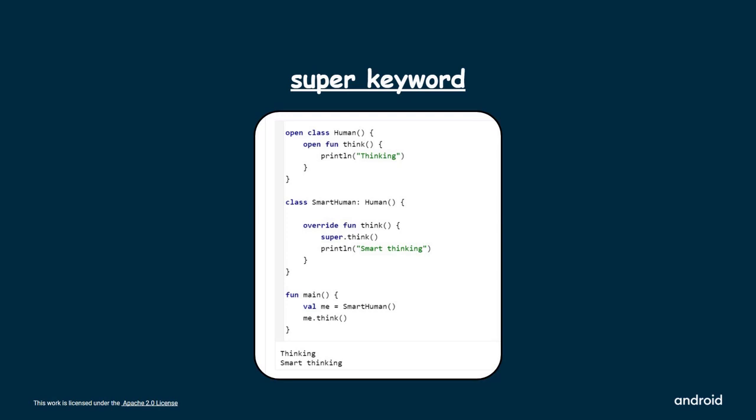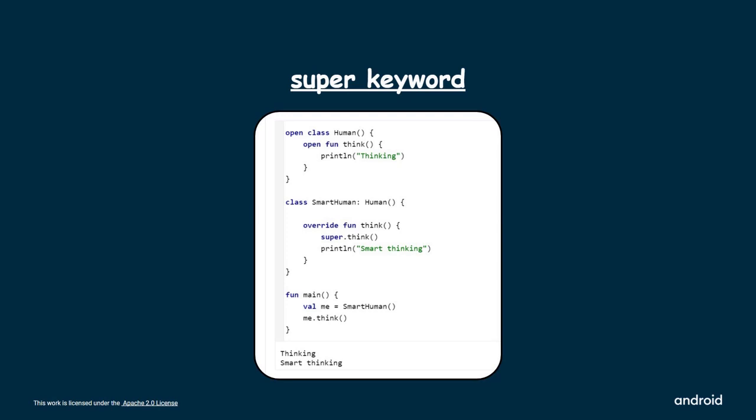smart thinking. So when we create an object of this class smart human and call its think function, it first executes super.think which calls the think function of the base class human which prints thinking, and then executes the println statement which prints smart thinking. The output is shown below. You can see what this code prints, like first thinking and then smart thinking.